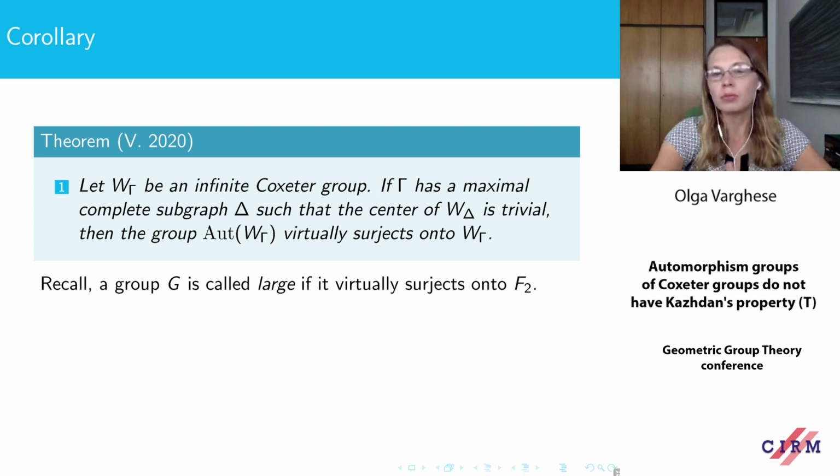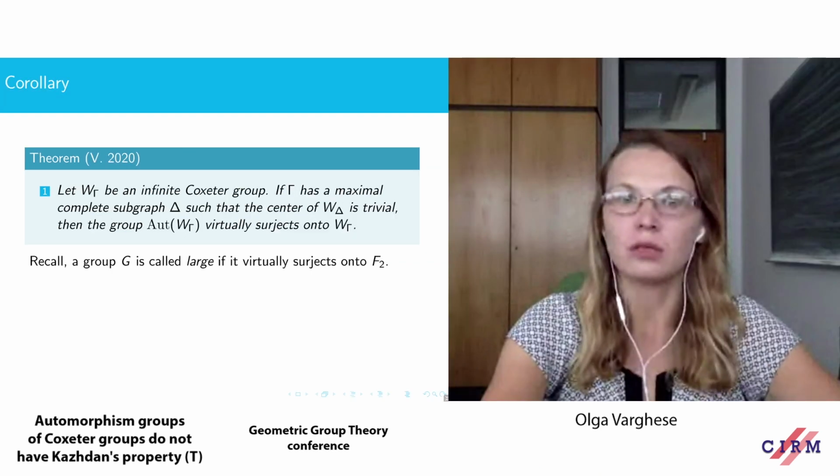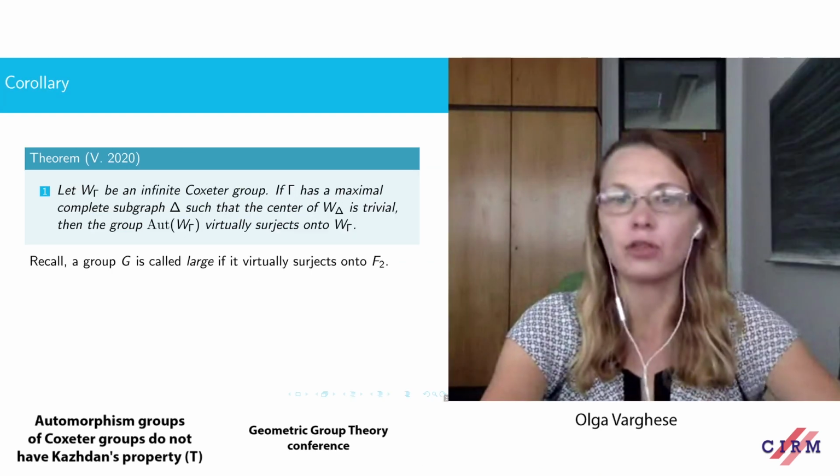Okay, so recall a group G is called large if it virtually surjects onto the free group of two generators. So it is known that any Coxeter group is either virtually abelian or large. Moreover, these properties can be verified easily on the Coxeter graph. So concerning largeness of automorphism groups of Coxeter groups, it was proven by Sale and Susse that the outer automorphism group of a right-angled Coxeter group is either large or virtually abelian.